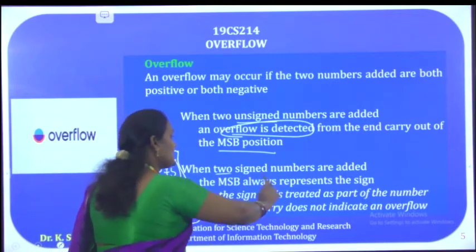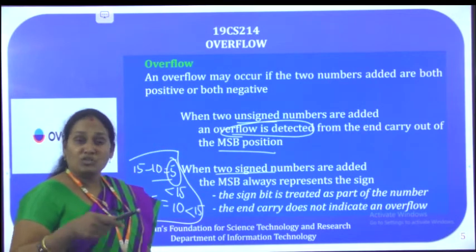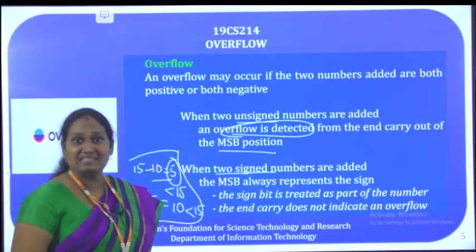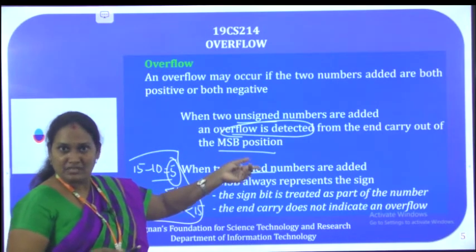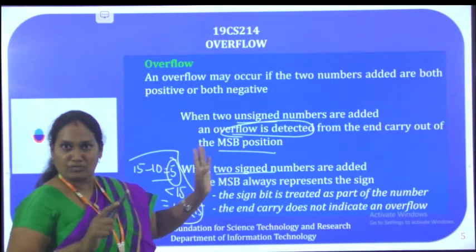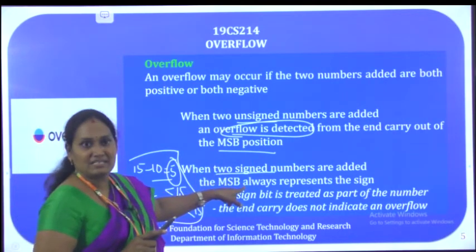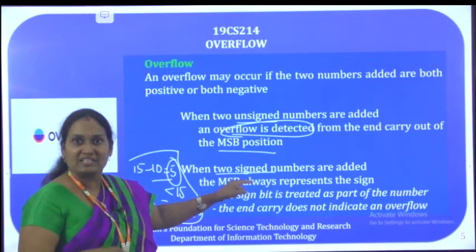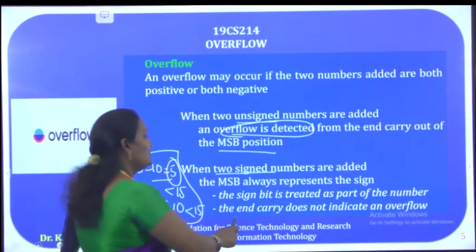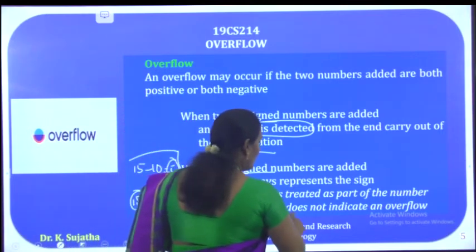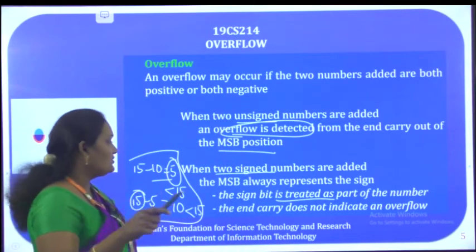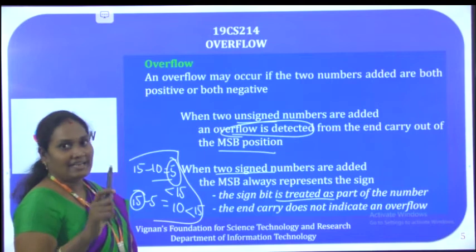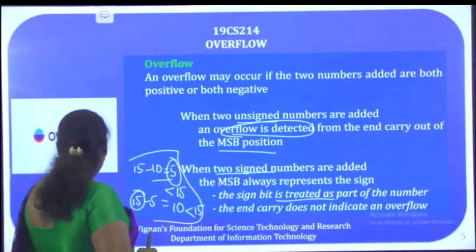But if two signed numbers are added, the most significant position is used to represent the sign only. In case of unsigned numbers, we are not representing sign, so the MSB always indicates the overflow. But in case of signed numbers, the MSB is used for the representation of sign. So that's why we cannot detect the overflow from the sign bit position. The value present in the sign bit position cannot be used for the detection of overflow.